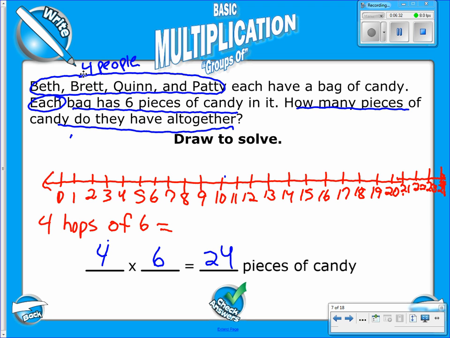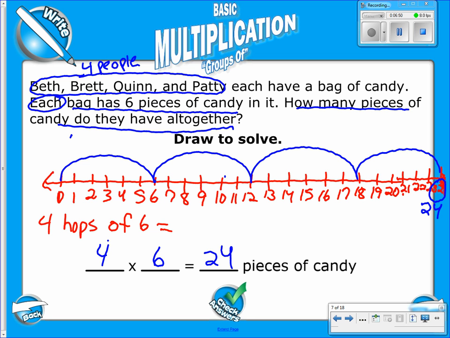That's 24. So I've got 4 hops. Each hop, I'm going to jump 6 spaces. So from 0 to 6 is 1 hop. 6 plus 6 lands me on 12. 12 plus 6 lands on 18. 18 plus 6 lands on 24. So 4 hops of 6 equals 24 pieces of candy.